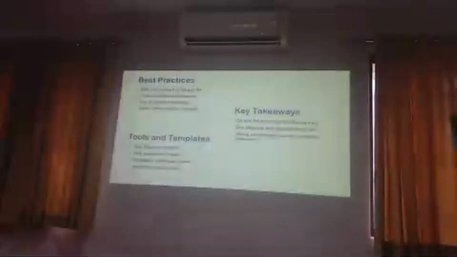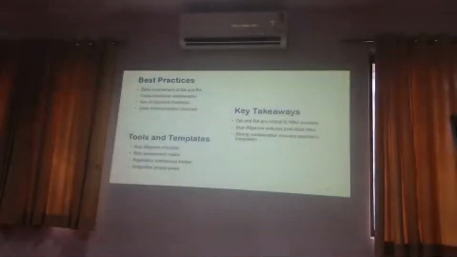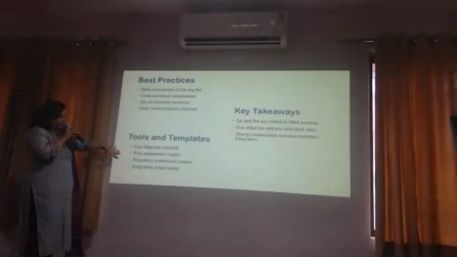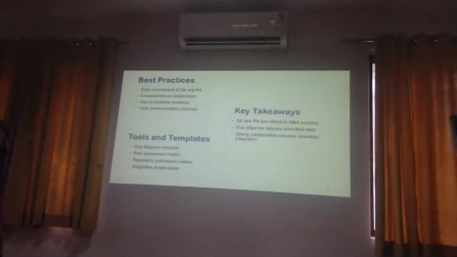So basically, the best practice for this is the early involvement of QA. It is not only about financially getting a good business, but that due diligence is important. Early involvement of QA and RA is also important, to check whether all the accreditations and regulations are in place. Cross-functional collaboration, use of standard checklists, and clear communication channels are very important. Tools and templates, like due diligence checklists, risk assessments, and a regulatory submission tracker, should be in place. An integration project plan is also important.